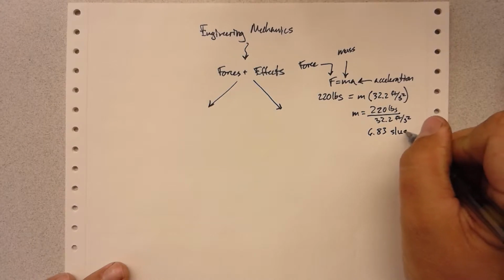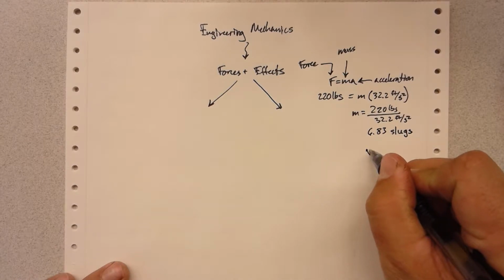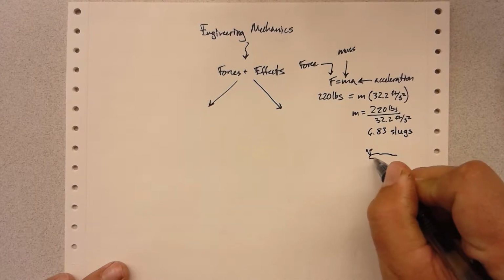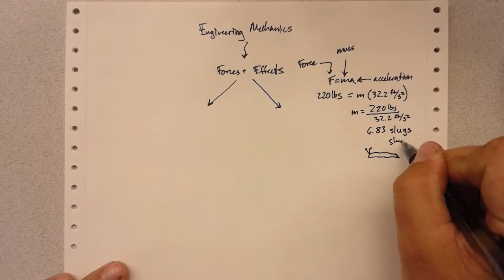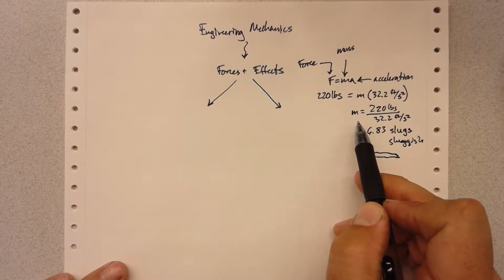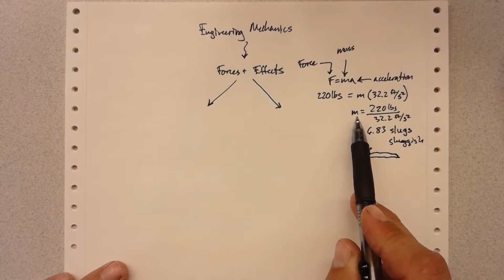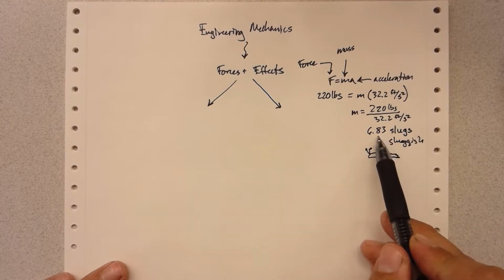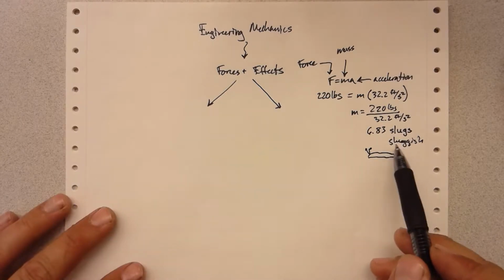Slugs. Not the beady-eyed little invertebrate. Not that type of slug, right? This actually stands for sluggish. Because I want you to start thinking of mass as resistance to acceleration. So when 220 pounds acts on my mass of 6.83 slugs, that's the weight that my feet feel sucking down onto the surface of whatever I'm walking on.